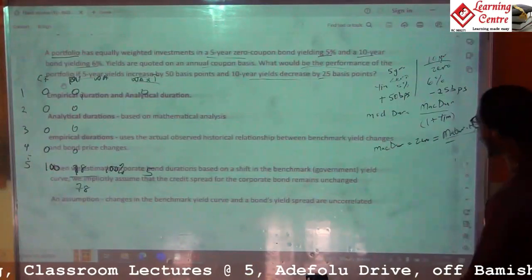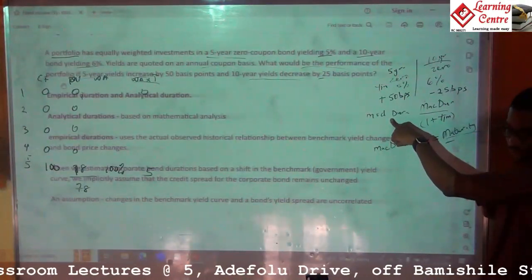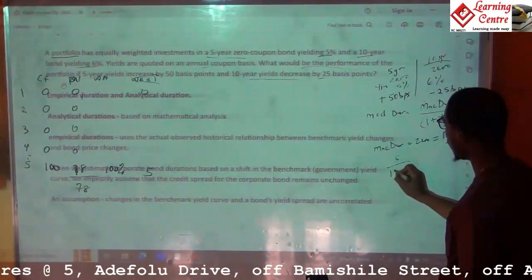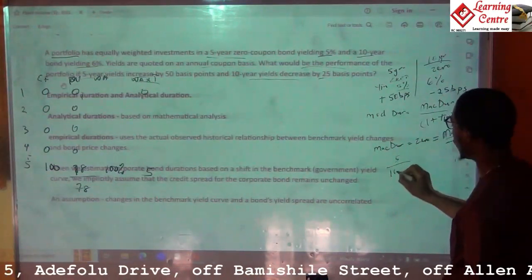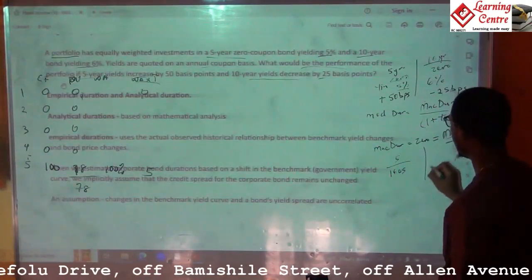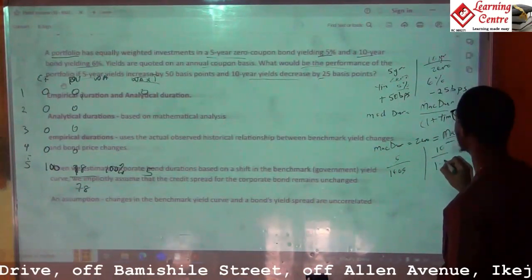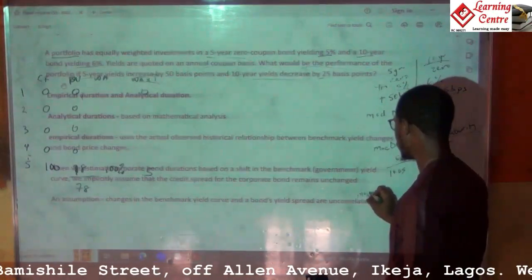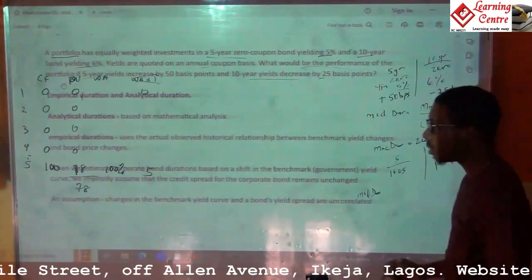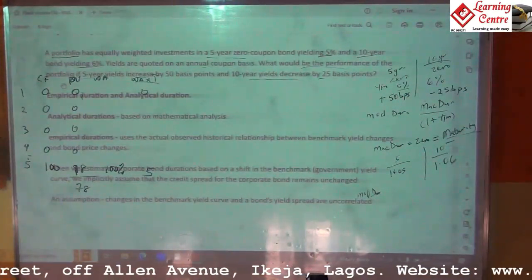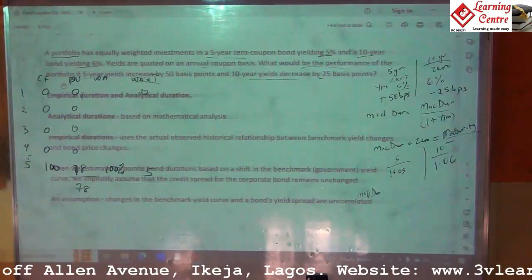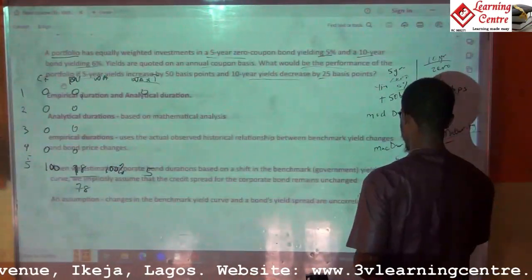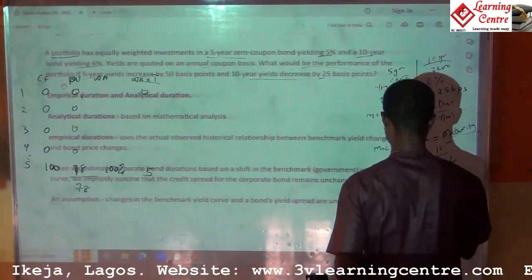Now I know the Macaulay duration, I can calculate my modified duration. For the 5-year it becomes 5 over 1 plus YTM, 1.05. For 10 years, it's 10 over 1.06. So this is going to give our modified durations: 4.76 here.